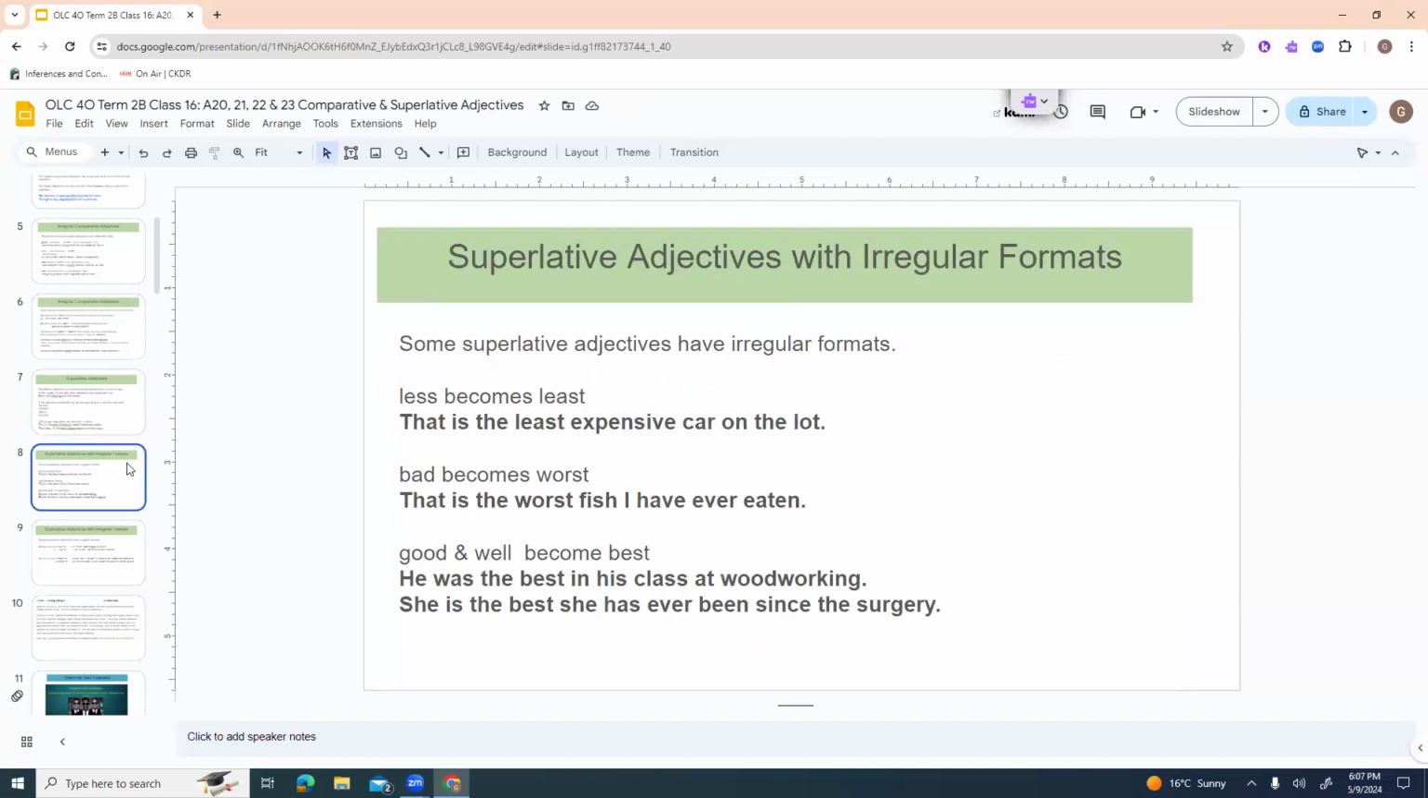Superlative adjectives with irregular formats, because of course English has to have irregular formats. Less becomes least. That is the least expensive car on the lot. Bad becomes worst. That is the worst fish I have ever eaten. Good and well both become best. So good as in like performance and well as in health both become the phrase best. He was the best in his class at woodworking. She is the best she has ever been since the surgery.